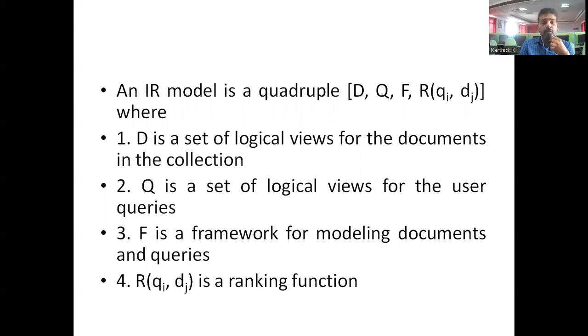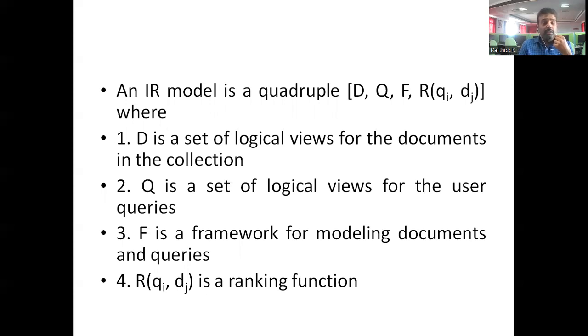F is a framework for modeling documents and queries. What documents should be retrieved, that is D. For that, what query I have to give, that is Q. For this, what framework should be used, that is F. And based on that, you will get some results. How those results are arranged based on the query and the documents you have retrieved, that is how the ranking has been done. For example, without ranking, there will not be anything.